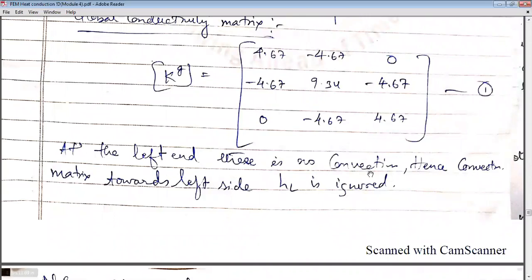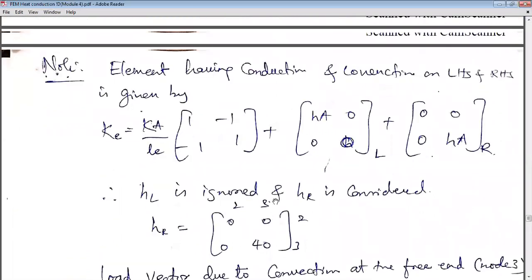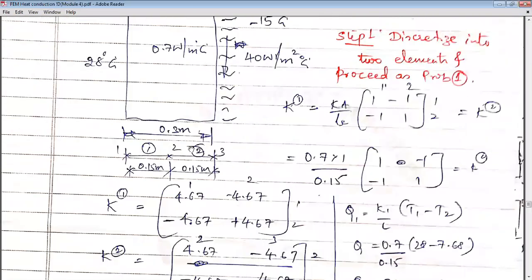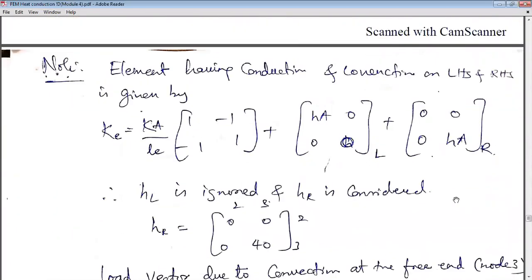At the left end, there is no convection. In the convection matrix, to the left side, HL is ignored. So to the right, HR is considered. For 2, 3, what is this? You will be writing for 2, 3. Here you will have H. So for 2, 3, you will have H. Of course, this is 0. This is 0, this exists. So 0, 0, H.